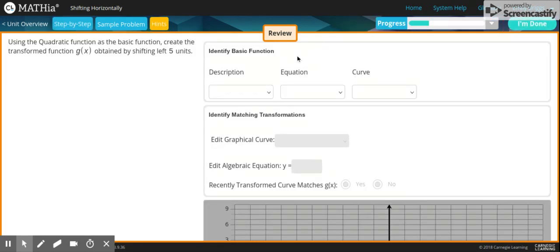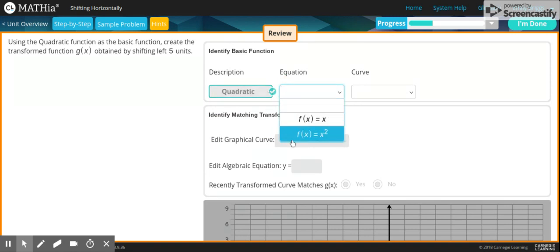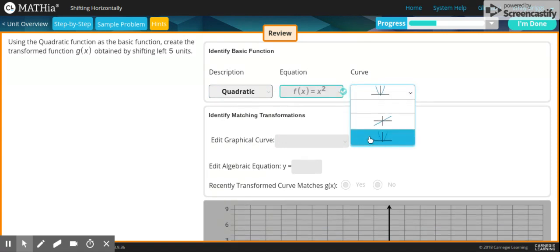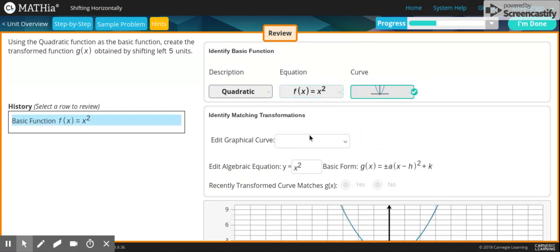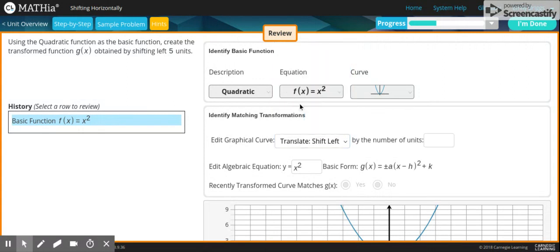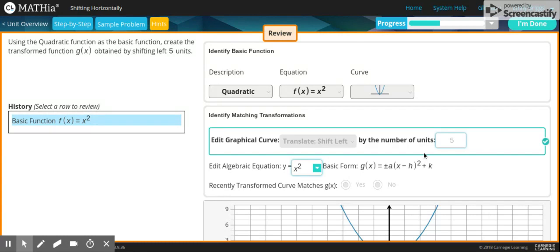So using the quadratic function, it already told us that we're going to be using the quadratic function. We know that it has to be the one that's squared, and then we know that it's this shape. And then it says create the transform function g of x obtained by shifting left. So I'm just going to click shift left by 5 units.